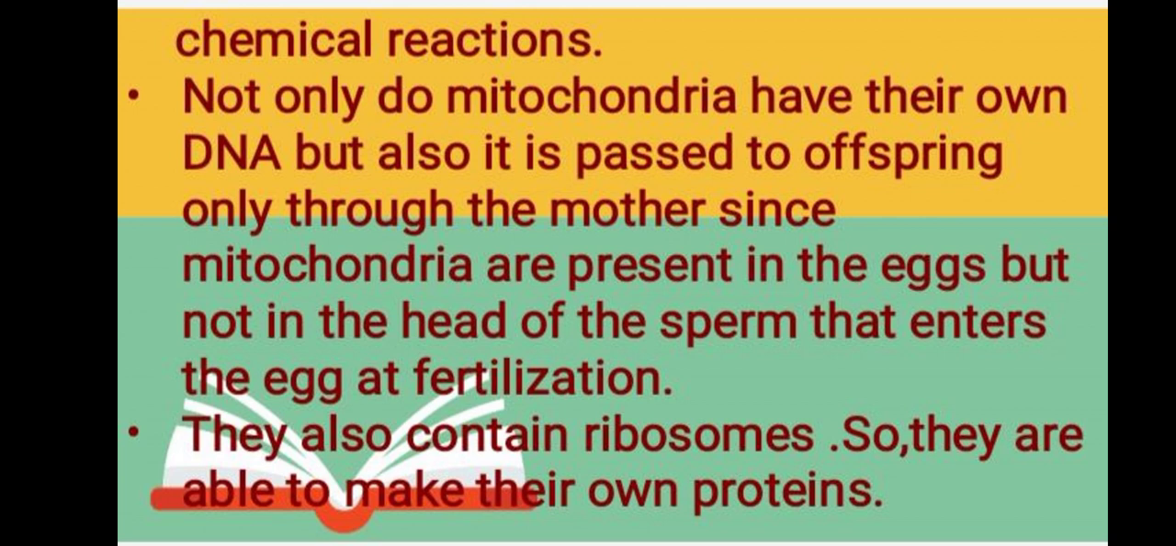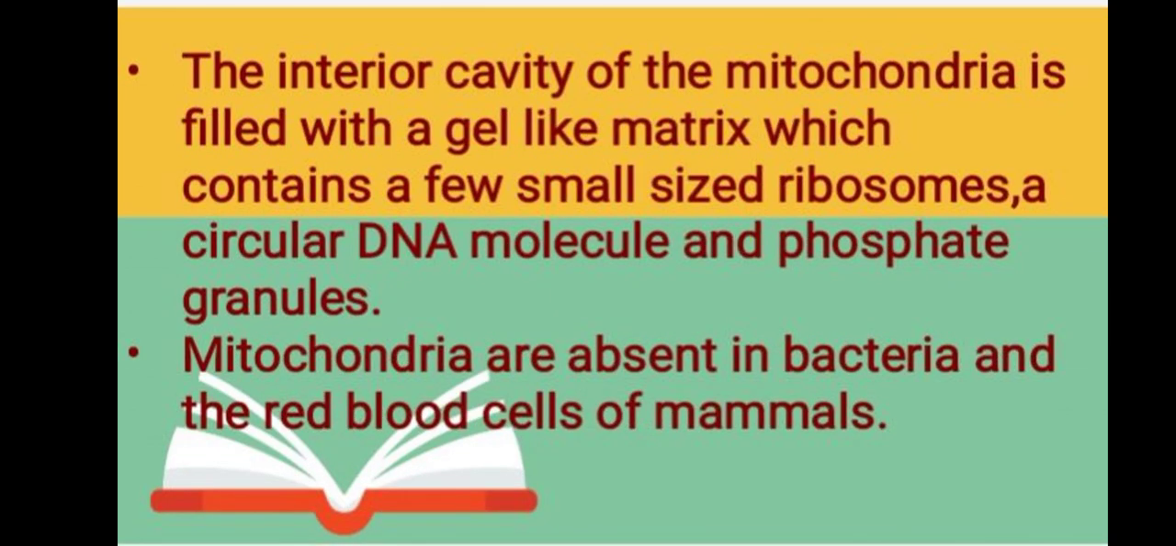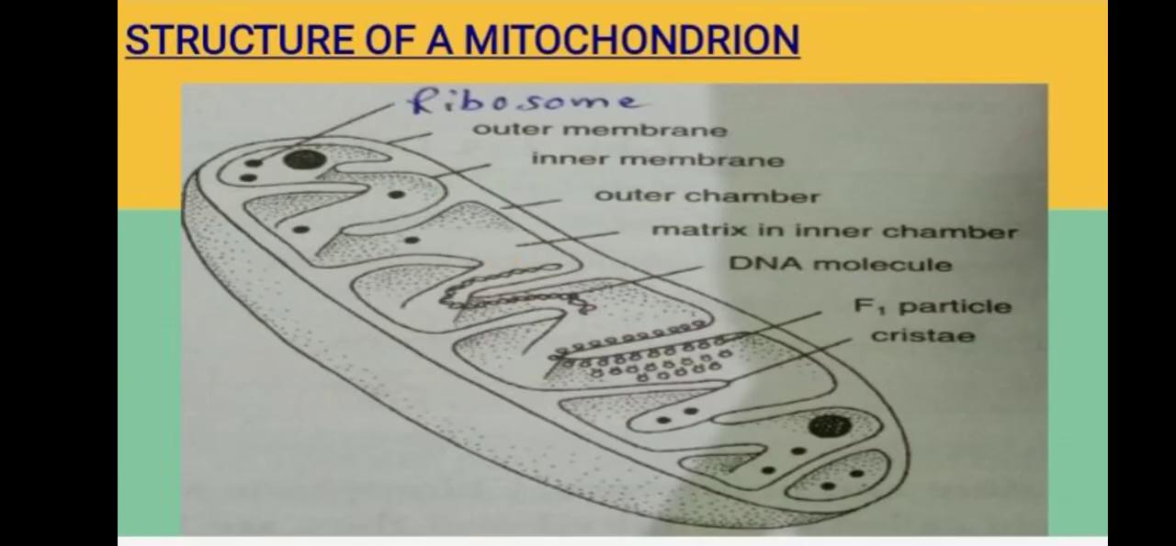They also contain ribosomes and hence they are able to make their own proteins. The interior cavity of mitochondria is filled with a gel-like matrix which contains a few small-sized ribosomes, a circular DNA molecule, and phosphate granules. Mitochondria are absent in bacteria and the red blood cells of mammals. In the slide, you can see the structure of a mitochondrion.